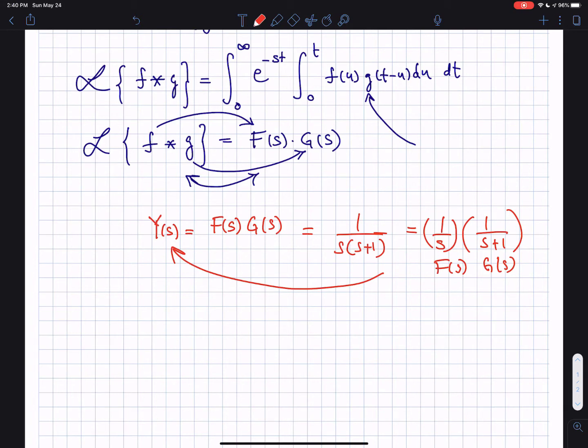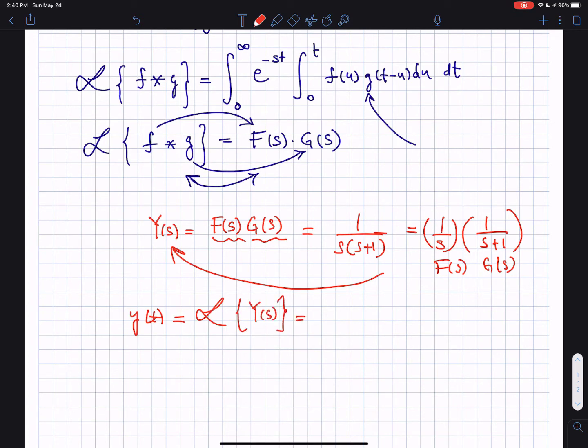Now, that's exactly it, because if that's the case, then most solutions for differential equations in the frequency domain are usually a product of two functions. And all the time, you don't want Y of s, you want y of t. But what's y of t? y of t is the inverse Laplace transform of Y of s.